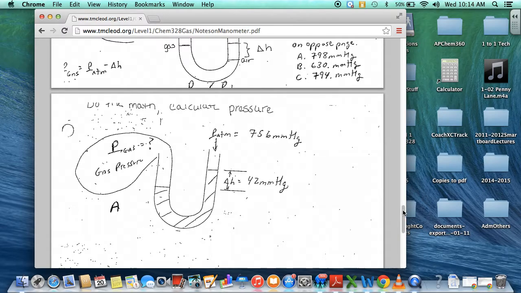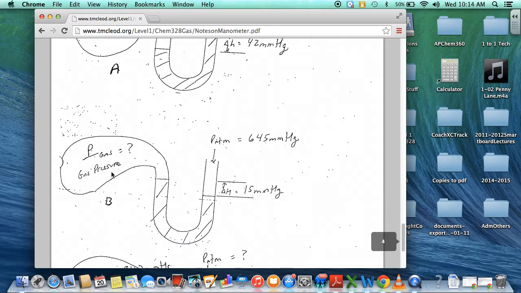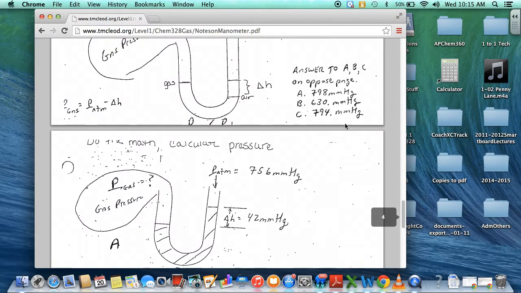So example A. Example B, what we have here is, if you look, this pressure, atmospheric pressure, is higher than gas pressure. By how much? Well, the difference, which is 15 millimeters of mercury. So the gas pressure is going to be less. So you can subtract the numbers. So the gas pressure should be 630 millimeters, which, again, it is.